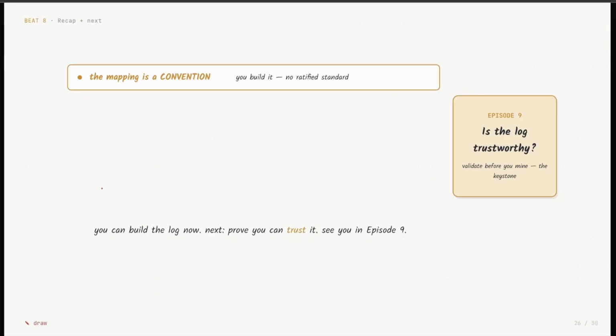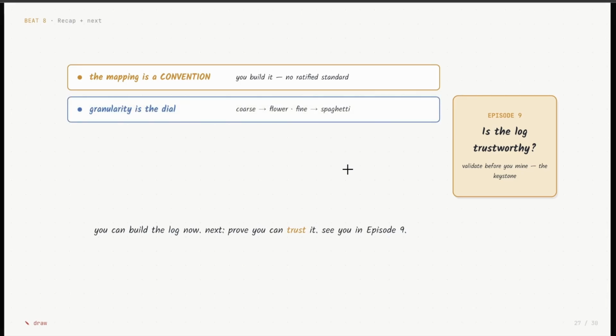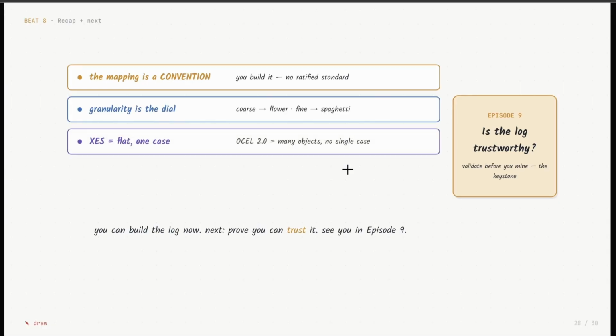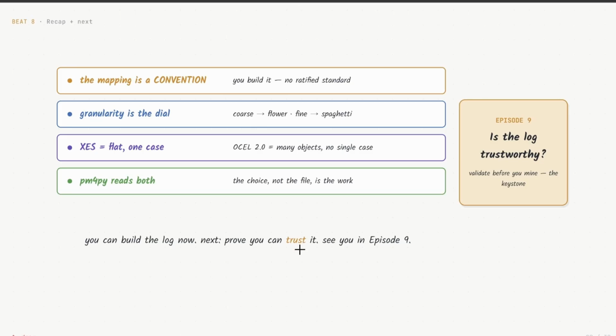So to recap today, we have spoken about how the mapping is a convention. How we do it is generally how other engineers did it in other projects, and we just follow them. Of course, you can innovate on them. There is no problem around that. But generally, if you follow them, you're closer to the truth than in other situations. Then you have granularity. You can go from coarse to fine, of course. Then we've spoken about XES and also OCEL. Finally, we have shown how PM4Py actually has the methods to do so.